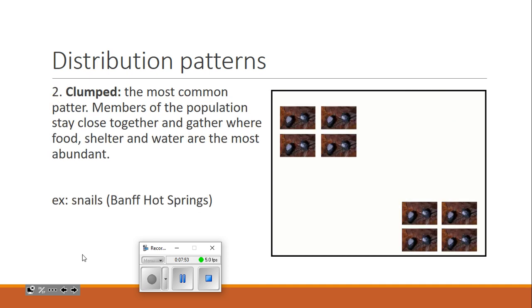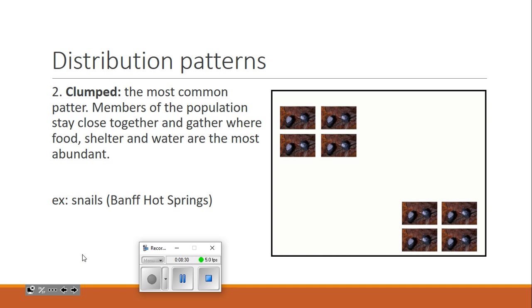The next one, I would say, is the most common one that you would see, and it's called clumped. Members of the population stay really close together, and they gather where food and shelter and water are the most abundant. In my little example, I'm referring to snails that really love natural hot springs. Notice how instead of them all over the place, like the moose were, I have them clumped in little groups. I actually have the same number of them, but now they're distributed differently.